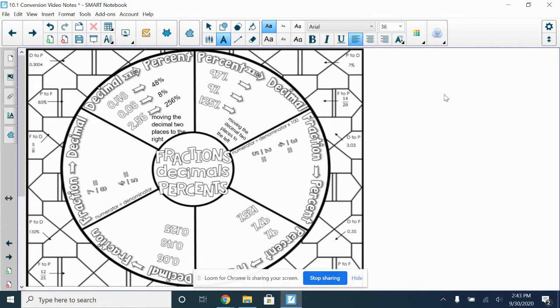All right. So we're moving the decimal 2 places to the left to change from a percent to a decimal. You'd move it 2 places to the left, and when you do so, you drop that percent sign because once you do that, it is no longer a percentage.